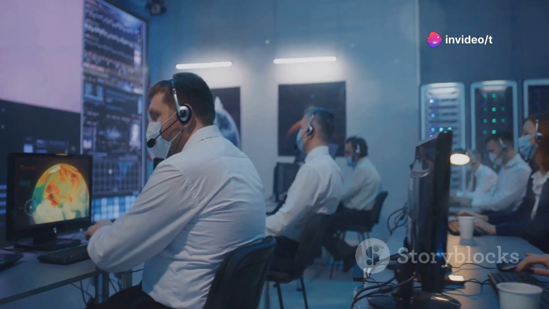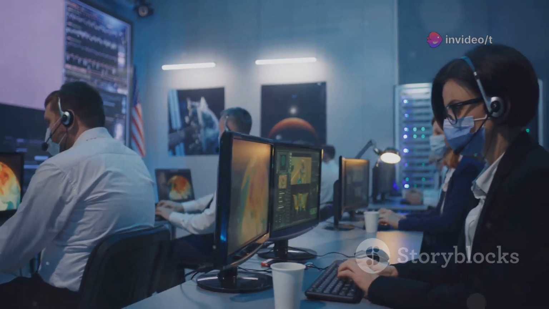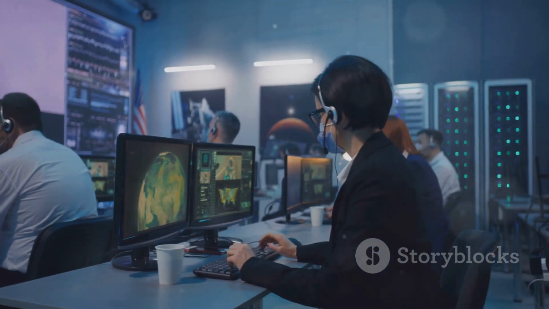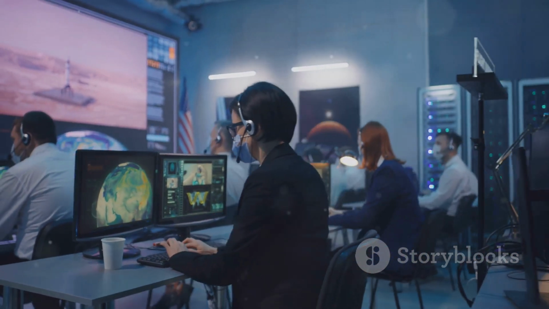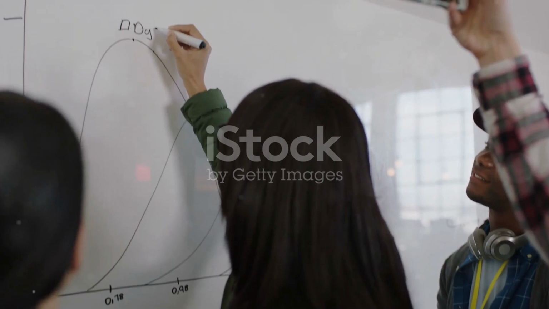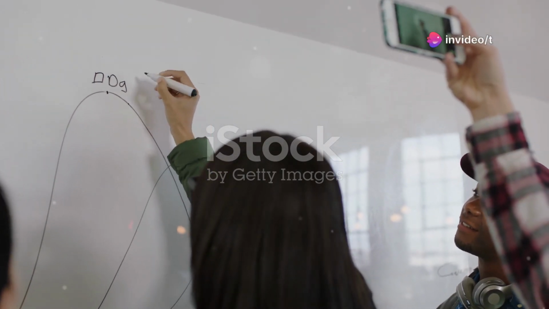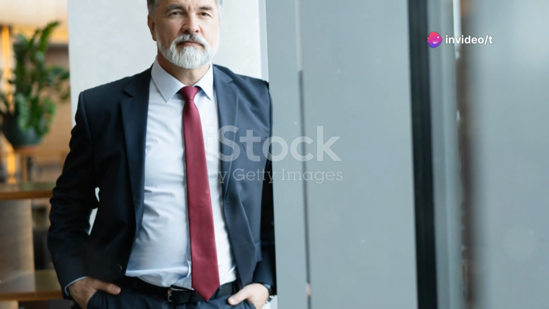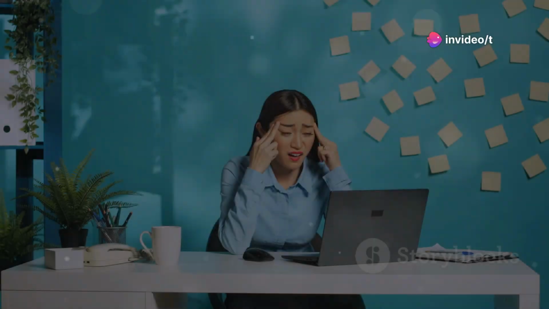By the end, you'll see internal controls not as static rules, but as living systems needing constant vigilance and critical thinking. Perfection is the goal, but managing imperfection is the reality. This is the real world of management accounting. Let's get started.